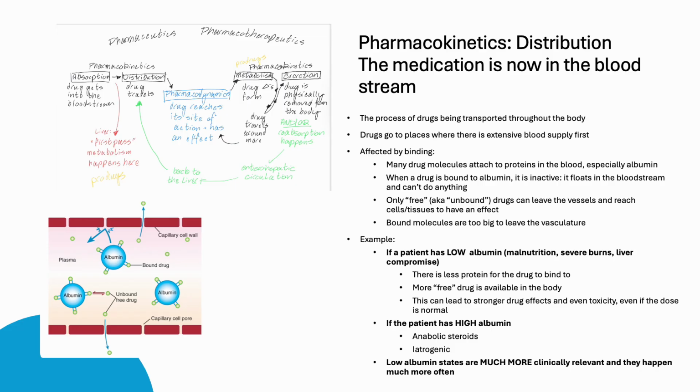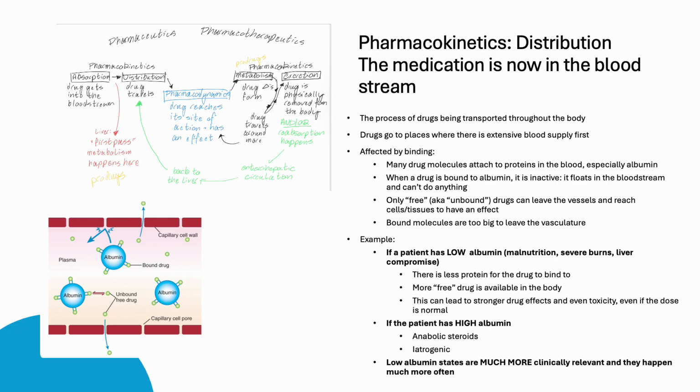Makes sense that drugs are going to go to places where there's an extensive blood supply first. And distribution is hugely affected by a molecule in our body called albumin. Albumin is a protein that floats around in our bloodstream that's made by the liver. And albumin does many, many different things. One of the things that it does is that it loves to bind other molecules. It loves to bind drug molecules especially.